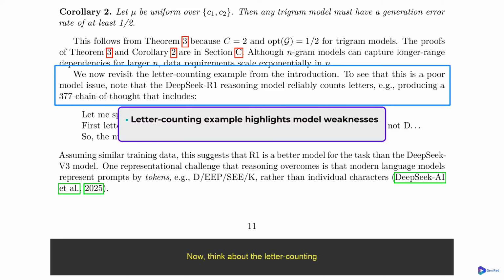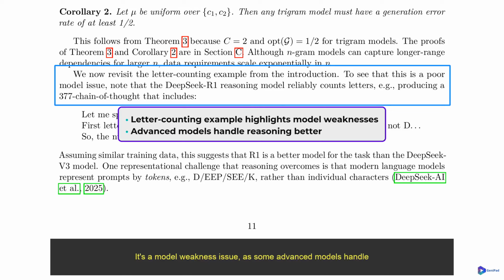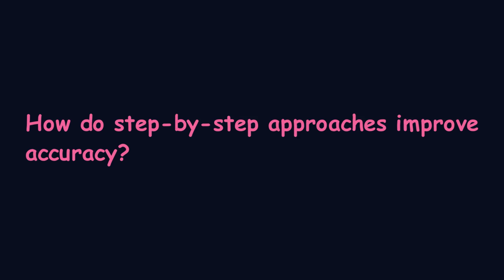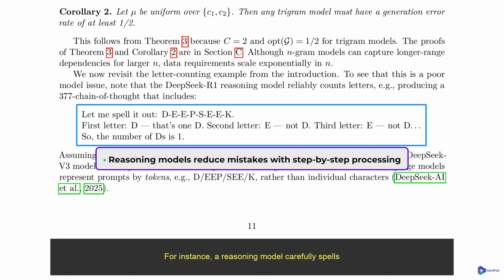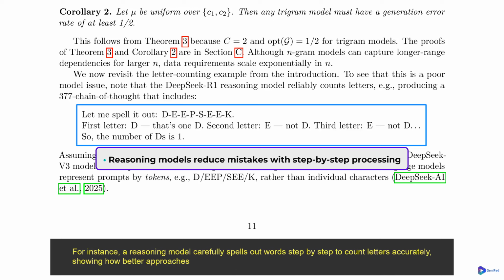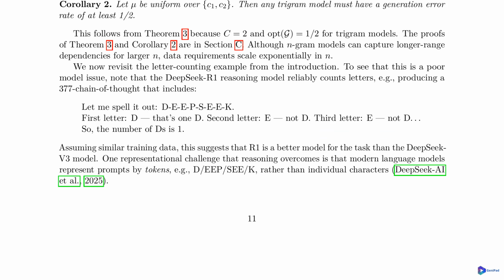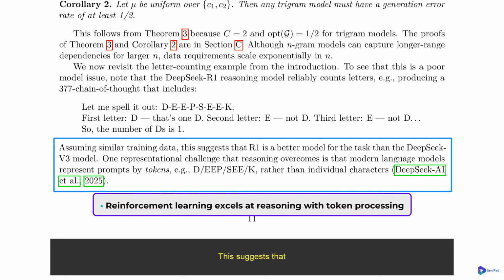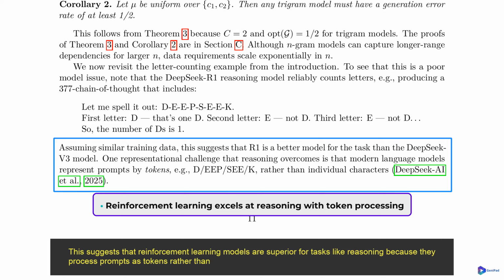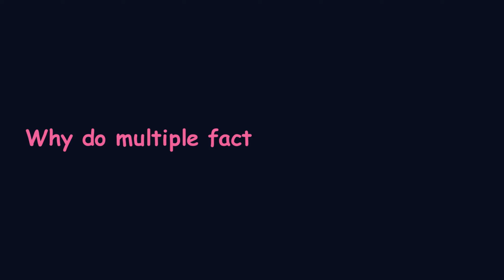Now, think about the letter counting example from earlier. It's a model weakness issue, as some advanced models handle it well with reasoning. For instance, a reasoning model carefully spells out words step by step to count letters accurately, showing how better approaches reduce mistakes. This suggests that reinforcement learning models are superior for tasks like reasoning because they process prompts as tokens rather than characters, overcoming representation hurdles.